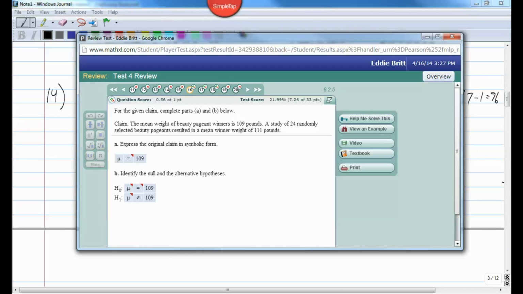All right. So what we want to do, it says, here's our claim right here. The mean weight of beauty pageant winners is 109 pounds. A study of 24 randomly selected beauty pageants resulted in a mean winner weight of 111 pounds. Express the original claim in symbolic form. So what is this thing claiming? It says the claim is the mean weight of beauty pageant winners is 109 pounds. Okay?